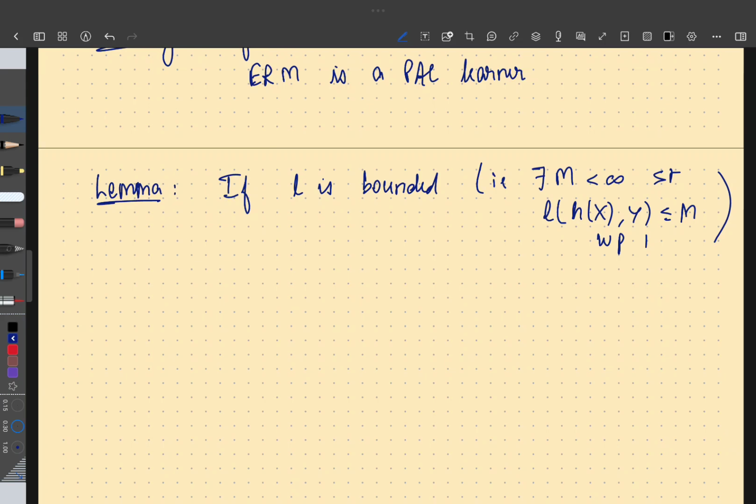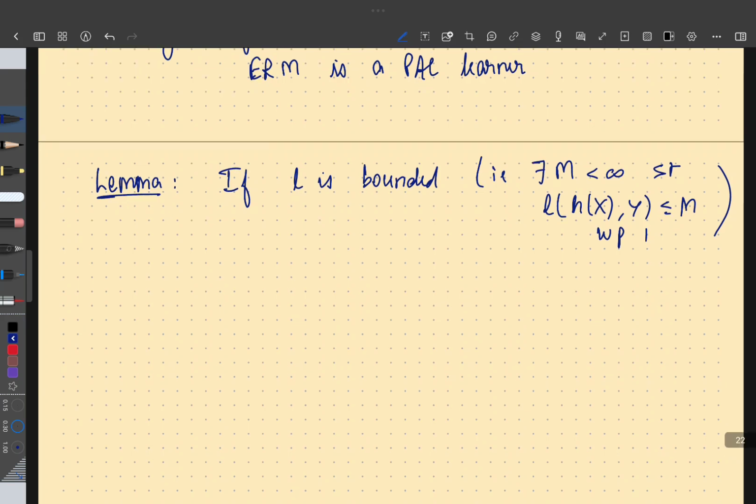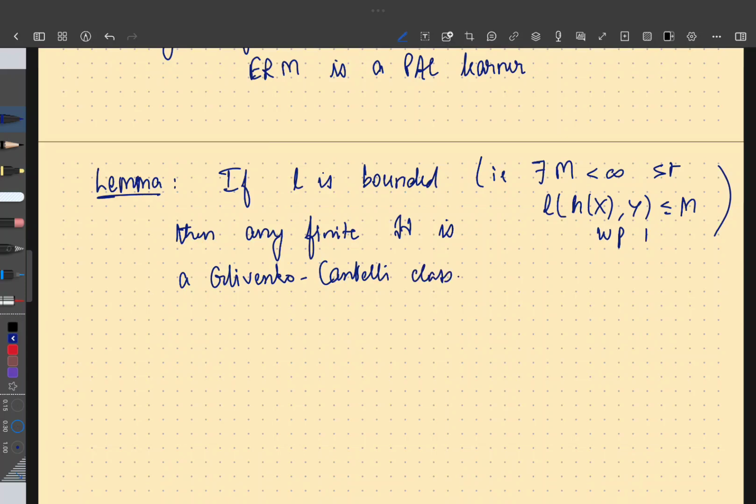Okay, so if L is bounded, then any finite hypothesis class is a Glivenko-Cantelli class. So this satisfies the uniform convergence property.